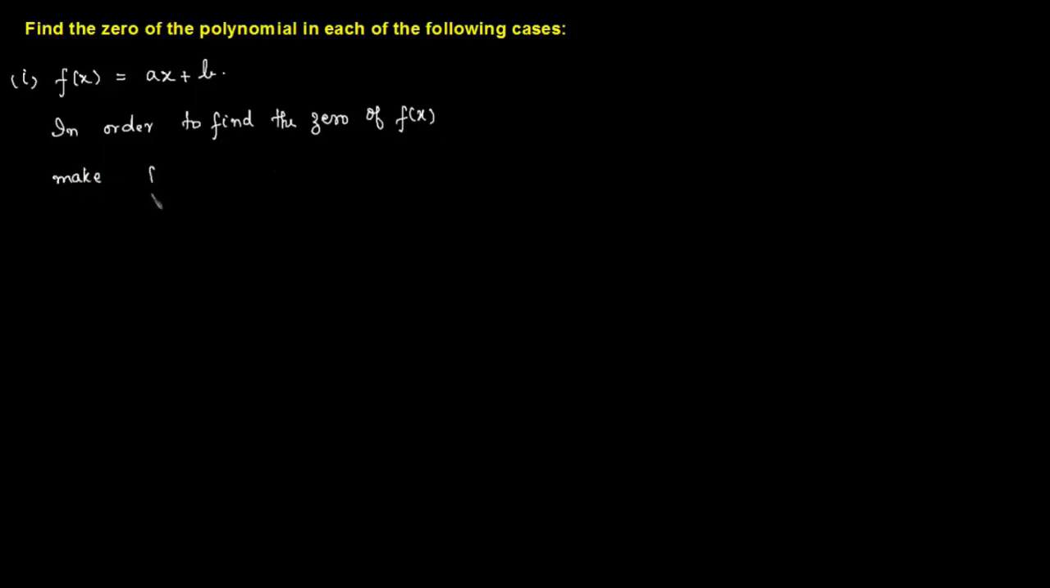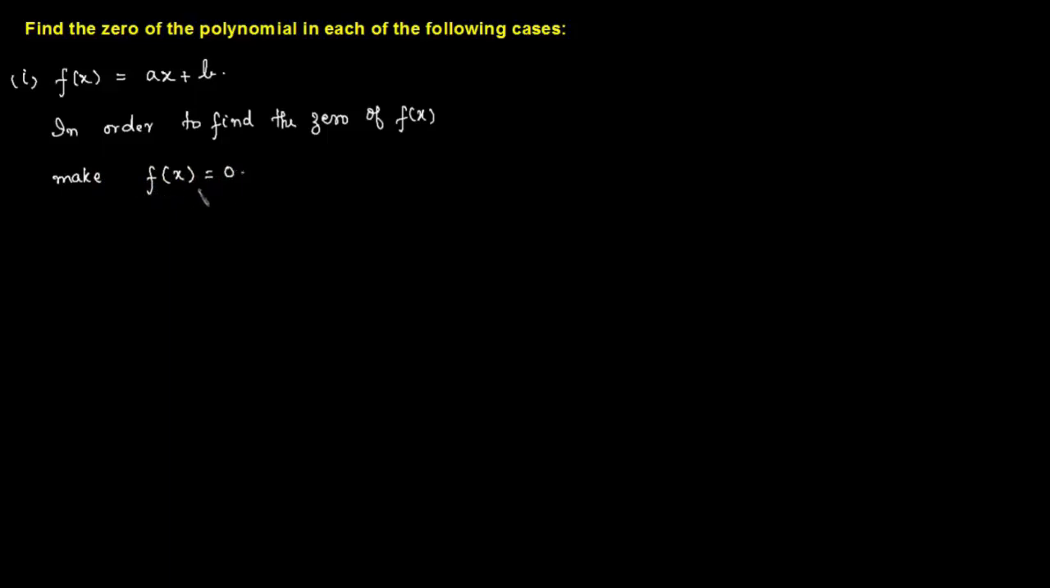On to the next problem, we are supposed to find the 0 of the polynomial in each of the following cases. So the first problem is f of x is equal to ax plus b, and we are supposed to find the 0 of the polynomial f of x. In order to find 0, what should we do? We have to make f of x equal to 0. In order to find the 0 of f of x, make f of x equal to 0.